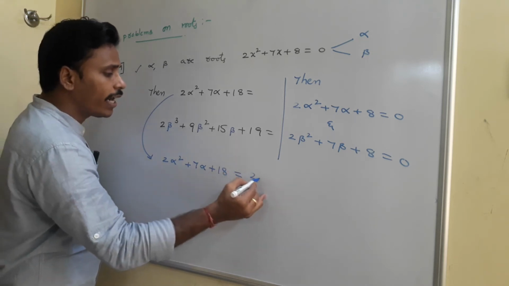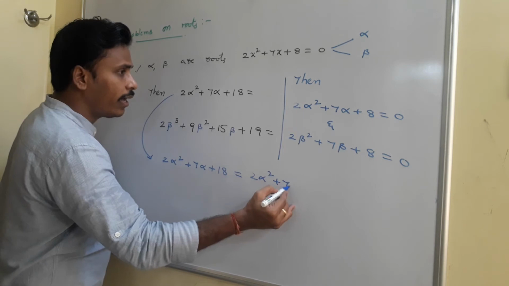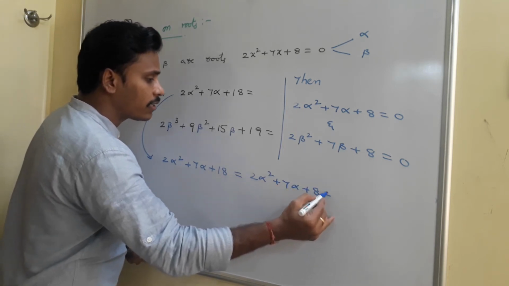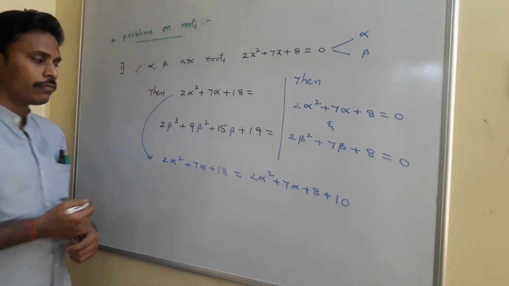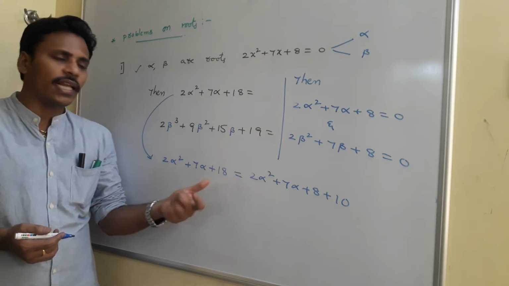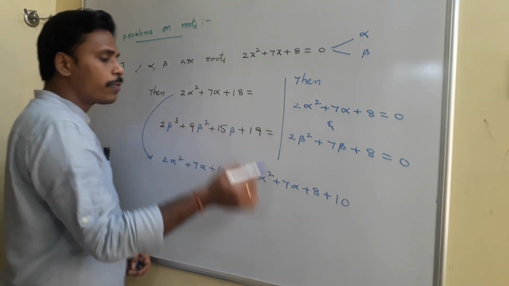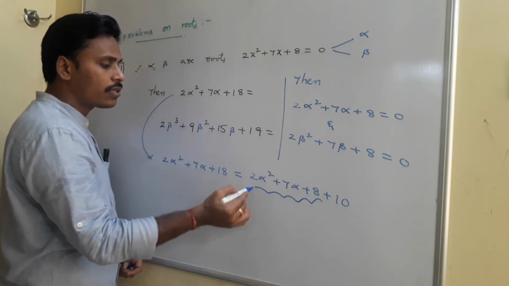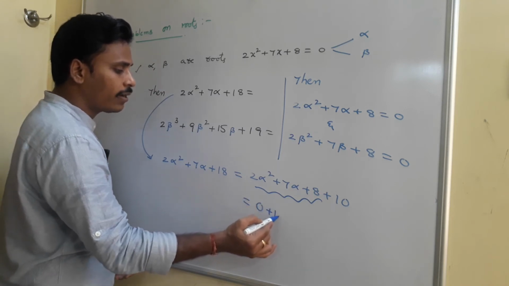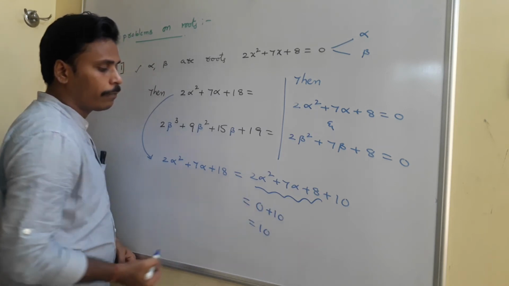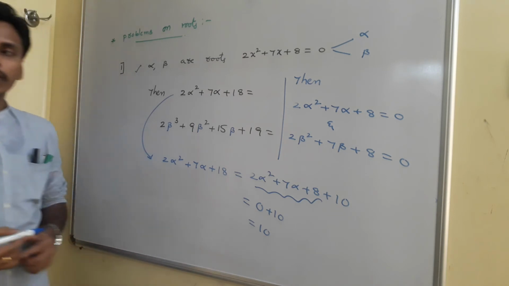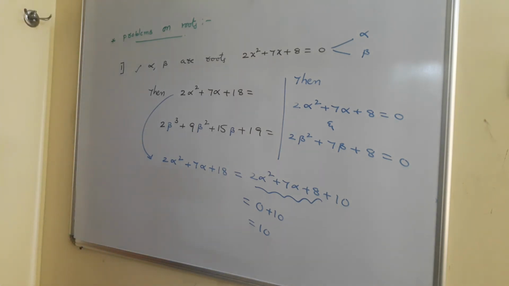Now you just rewrite it like this: 2 alpha square plus 7 alpha plus 8 plus 10. Is it right? I just rewrote this 18 as 8 plus 10. Now, as per the definition of the root, this value is 0 plus 10, and that is equal to 10. At the end, the value of 2 alpha square plus 7 alpha plus 18 is 10.